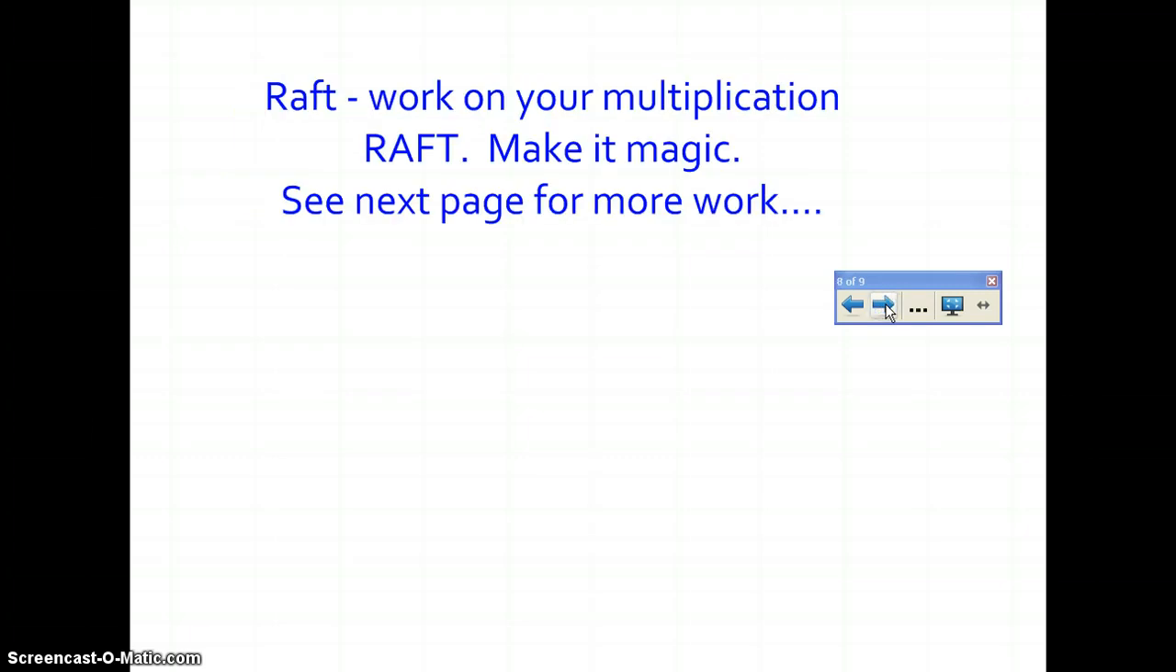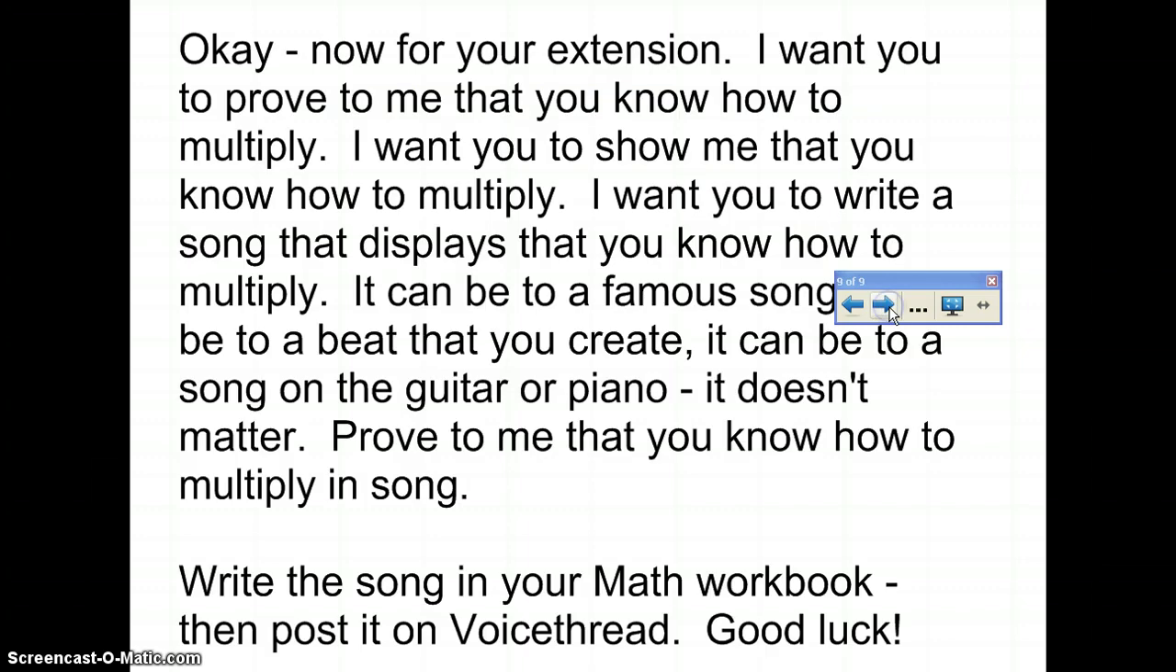Now, RAFT. You're going to work on your multiplication RAFT. Once you're done your multiplication RAFT, then you're going to go to the next page and figure out what it is for your extension. So if you finish the RAFT up, I want you to work on your extension, which is you're going to write a song that shows that you know how to multiply.